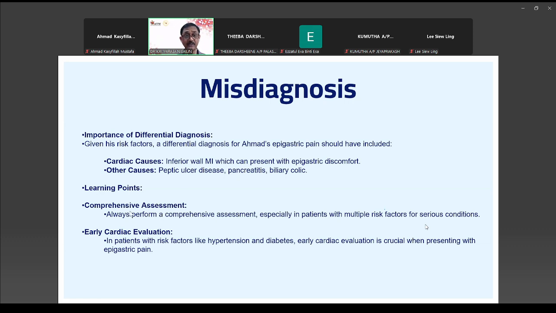So what is the learning point? Always perform a comprehensive assessment, especially in patients with multiple risk factors, so that serious conditions are not missed. And early cardiac evaluation is also important. Okay.